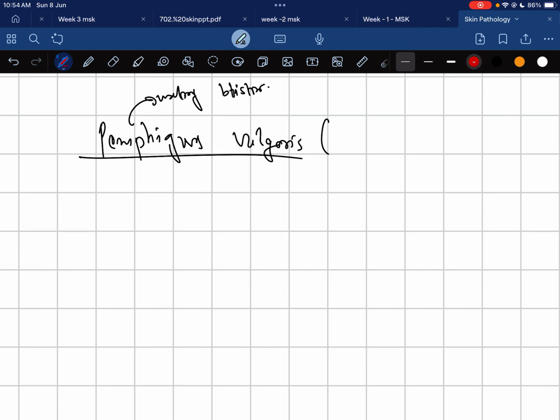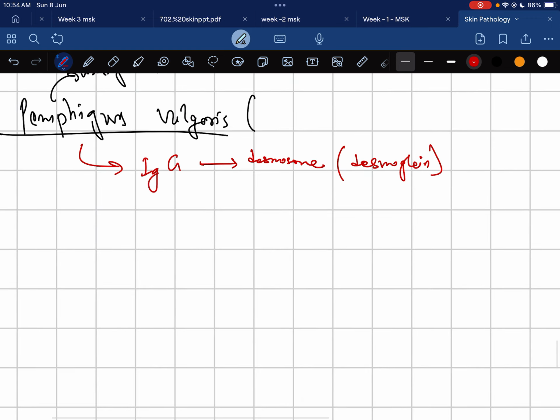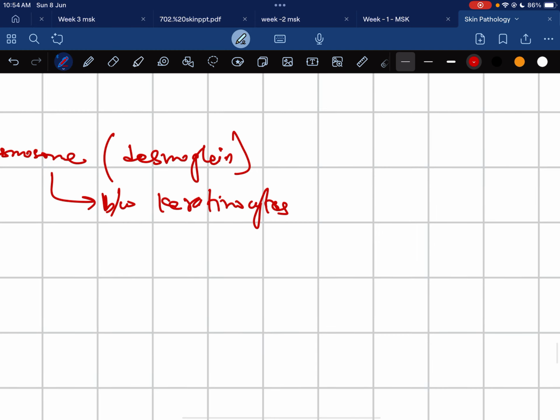When you look at the causes, it is an IgG-mediated attack on the desmosomes, mainly the desmoglein, which lies in between the keratinocytes. It is a type 2 hypersensitivity.